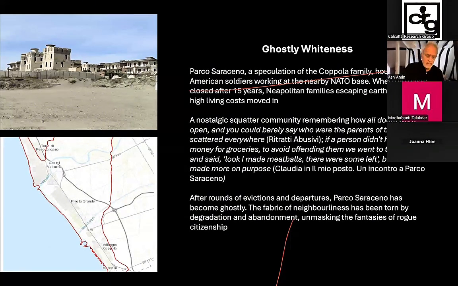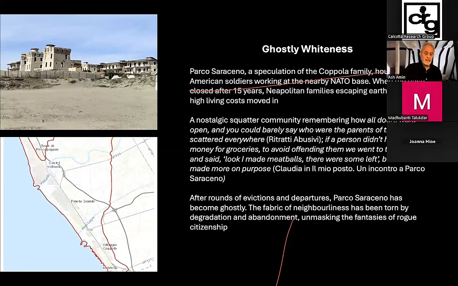And in these early years, the dare to squat, to occupy illegally, paid off. The buildings were in good condition. The apartments came with marble flooring, very well-equipped large kitchens and terraces facing the sea. Moving to Parco Saraceno seemed a good solution, financially and otherwise.